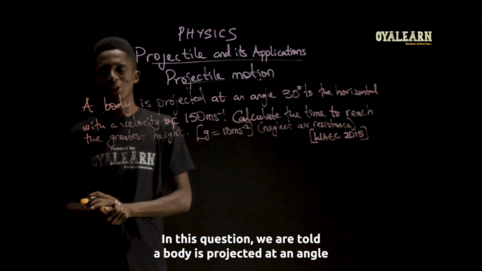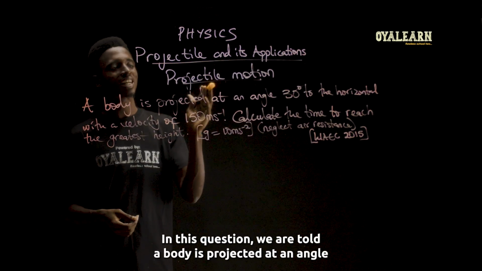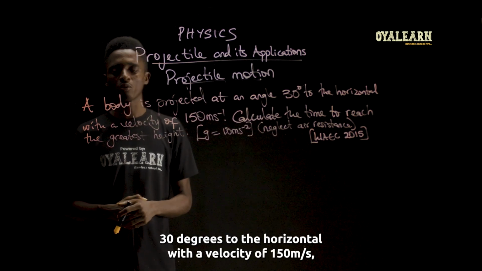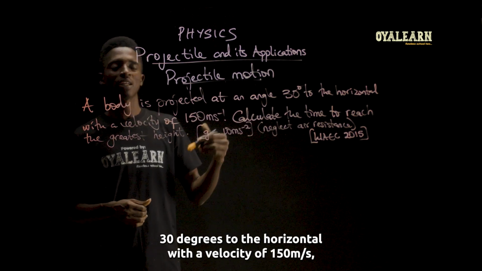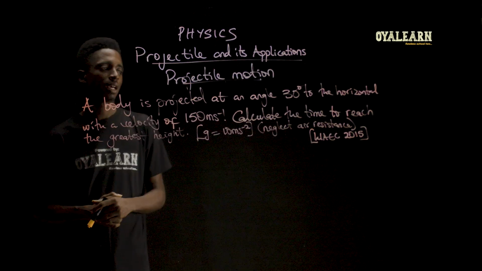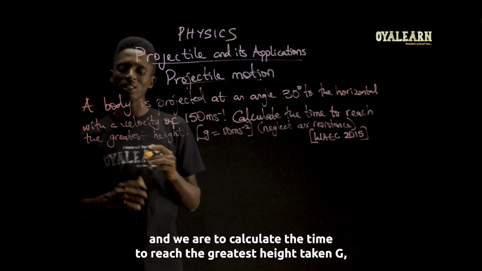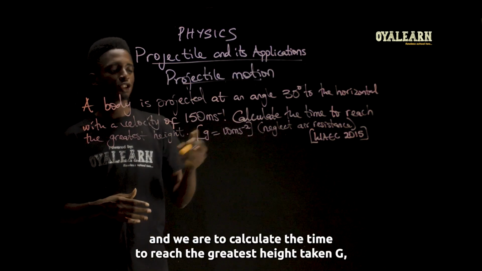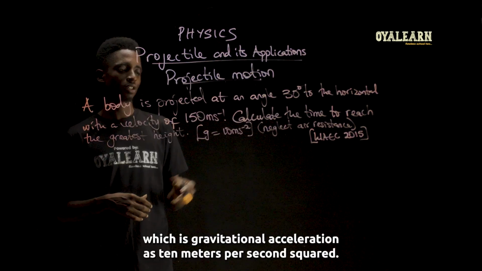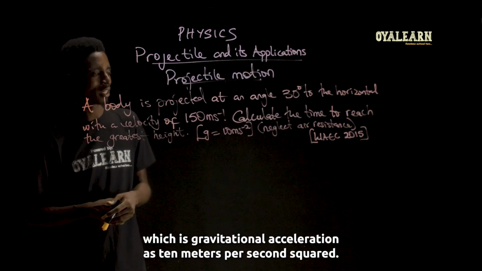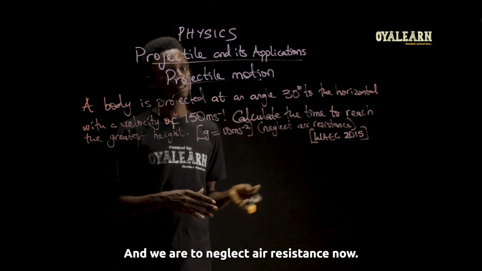In this question, we are told a body is projected at an angle 30 degrees to the horizontal with a velocity of 150 meters per second. And we have to calculate the time to reach the greatest height, taking g, which is gravitational acceleration, as 10 meters per second squared, and we are to neglect air resistance.